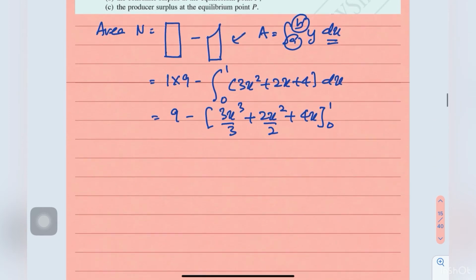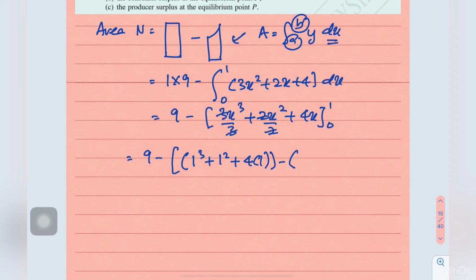Okay, so then the rest we just substitute. Okay, upper limit, this one we can simplify first. Upper limit is 1³ + 1² + 4 times 1. Okay, minus lower limit, 0³ + 0² + 4 times 0. Okay, so 9 minus 6 is 3 unit squared.